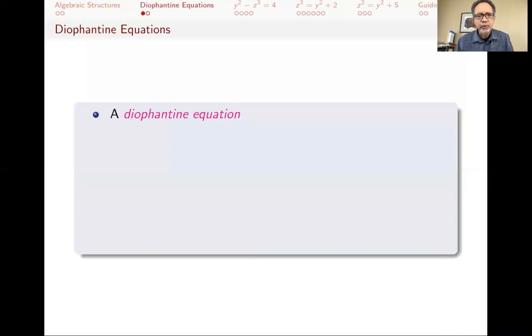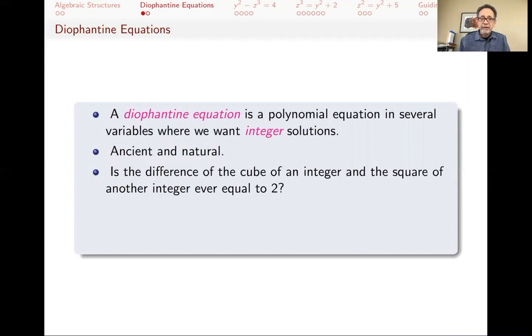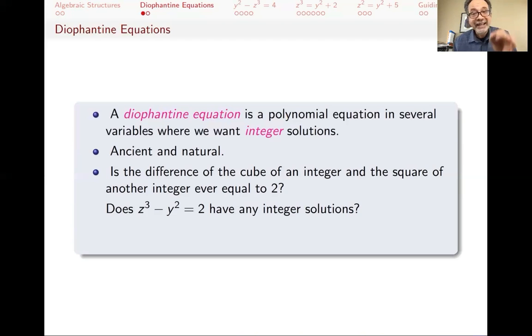What's a Diophantine equation? A Diophantine equation is a polynomial equation in several variables where we want integer solutions. These are very natural things and have been studied for a long time. For example, you might be looking at patterns of integers and wondering, if you take the cube of an integer and the square of another integer and subtract them, will the difference of the cube and the square ever be 2? Does the equation z cubed minus y squared equals 2 have any integer solutions? We're only interested in integer solutions, and that's what makes this a Diophantine equation.